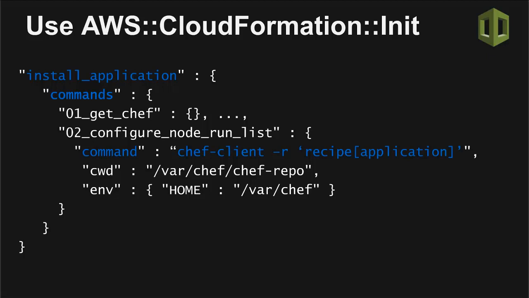So let's take a look at how to use cfn-init. In this example, what we're doing here is getting Chef and then running a specific recipe with Chef. What's nice about this is instead of reinventing the wheel, we already have Chef. We're just using CloudFormation to kick off a Chef run.